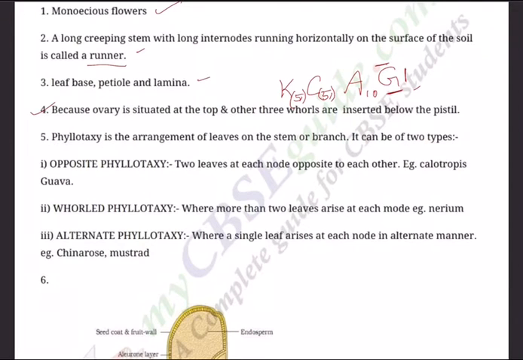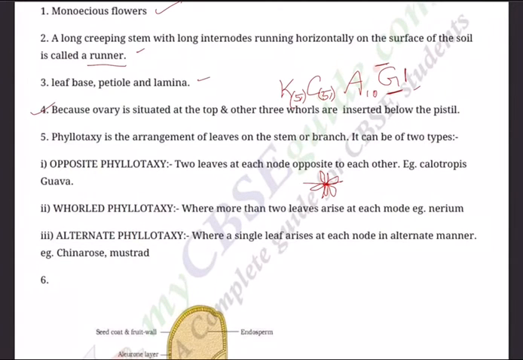It can be of three types. Opposite phyllotaxy, two leaves at each node opposite to each other. Like for example, this is the node, so there is a leaf here, there is a leaf here. So opposite phyllotaxy. So nodal point is this. Example, Calotropis, guava. Next, whorled phyllotaxy, where more than two leaves arise at each node. Like here, this is the node, and you get leaves like this. You must have seen in your own home many leaves like this.